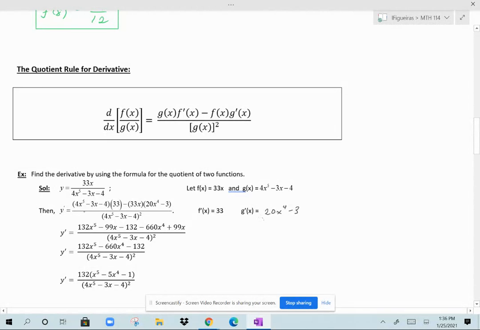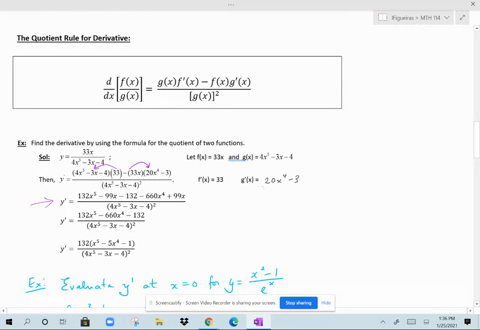So I have g f prime minus f g prime all over g to the second power. Okay, so we need to do our simplifying in the numerator. Leave the denominator alone. It is not going to help you to expand this. So leave that as that polynomial raised to the second power. But in the numerator, I need to distribute the 33, and I have to distribute the negative 33x to the second binomial. So that gives us this line here.